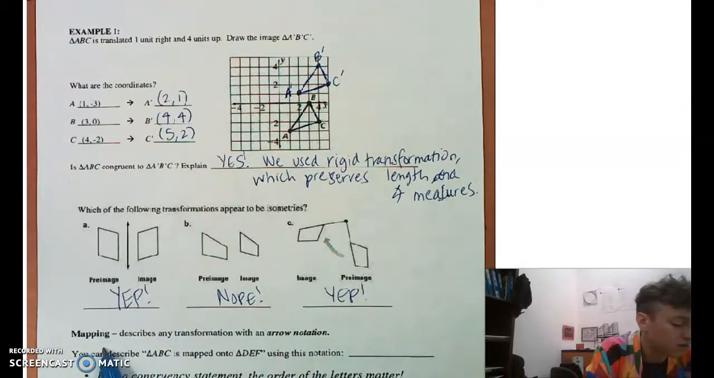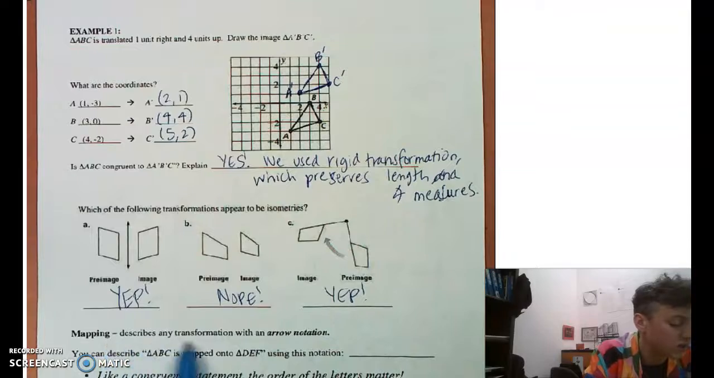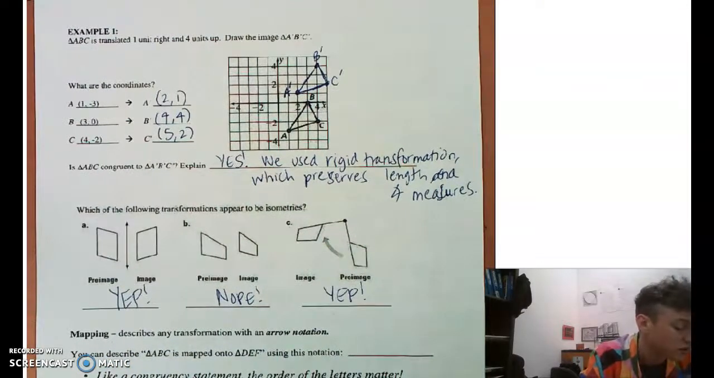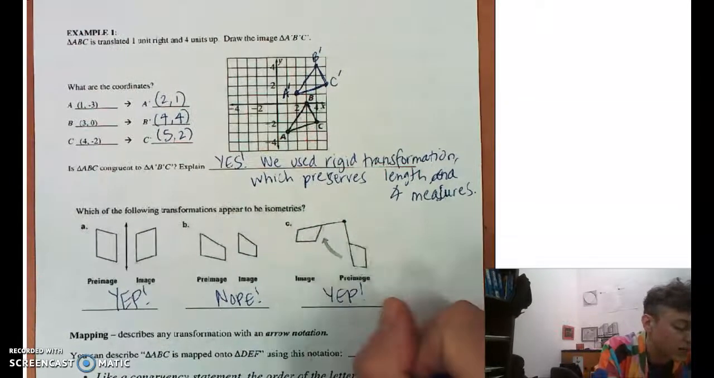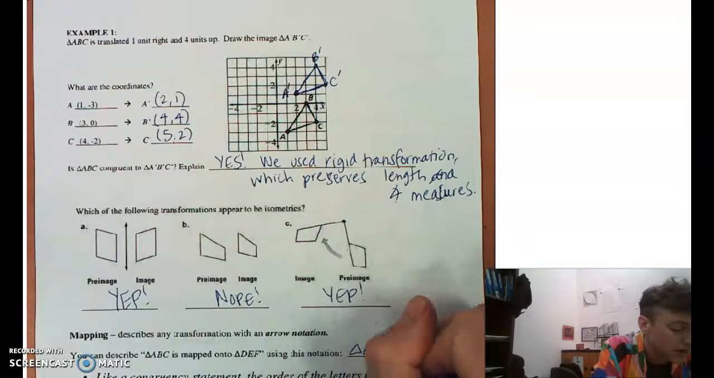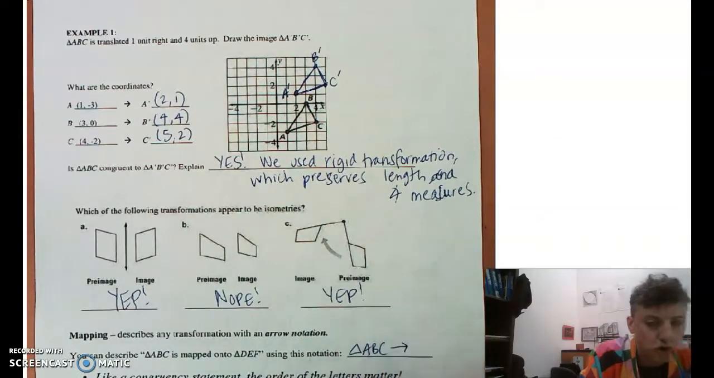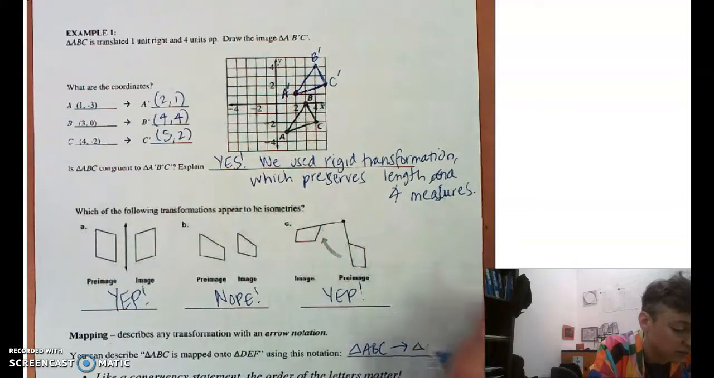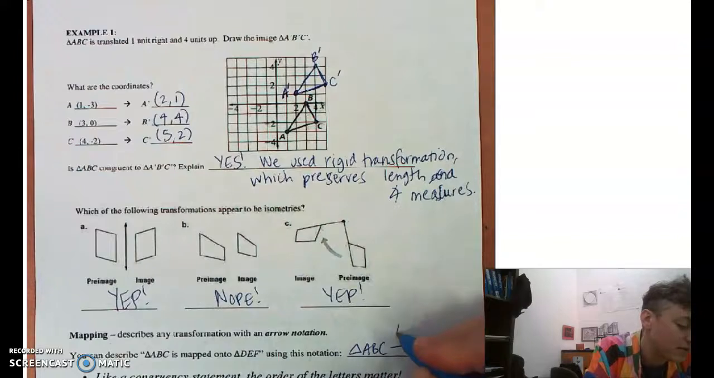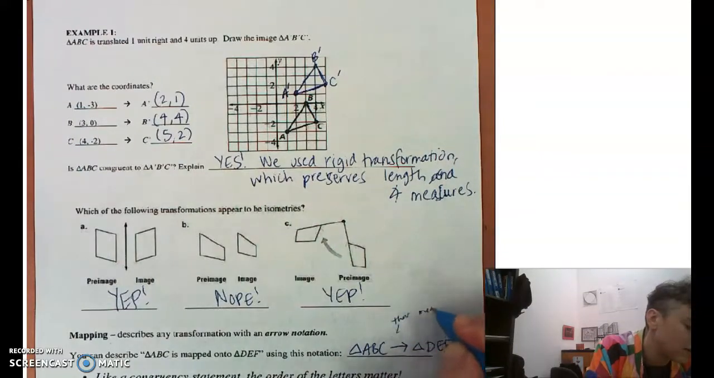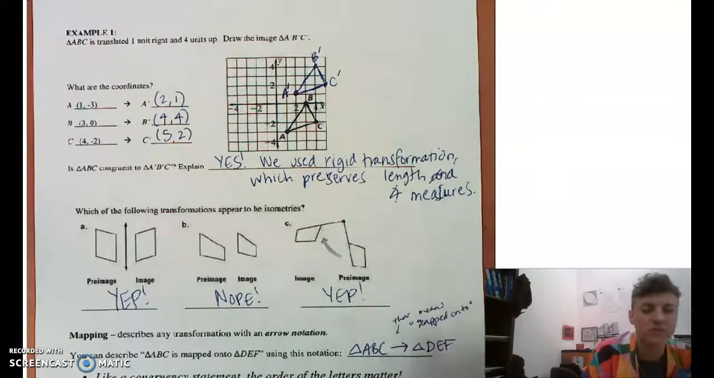Cool, a little note on those arrows. Mapping describes any transformation with an arrow notation. So we can describe triangle ABC being mapped onto triangle DEF using this notation. Triangle ABC is mapped onto triangle DEF. That means mapped onto. Cool.